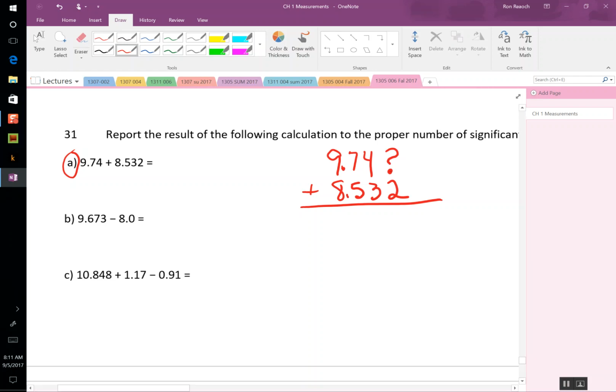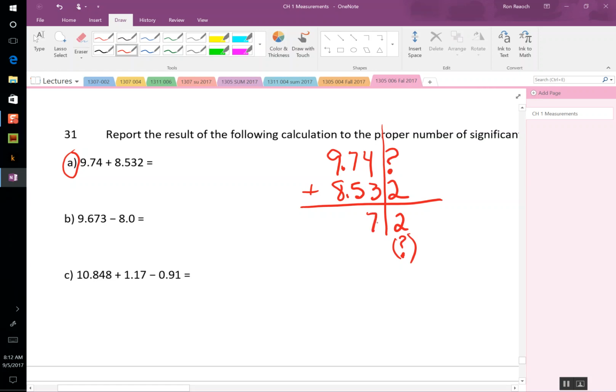I'm going to say 2 plus that is 2, but just keep in mind that it has a question mark around it. Is that 3? Is it 4? Is it 5? Is it 7? We don't know what the question mark is. The question mark can be anything from 0 to 9. So we only know this number to the level of accuracy of the least accurate number. 9.74 is the least accurate number, so we cannot report an answer any more accurately than that.